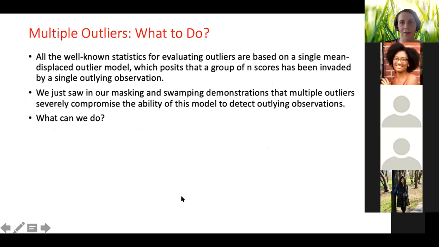Okay. So if we have multiple outliers, what are we going to do? That's a problem, right? Because all the well-known statistics for evaluating outliers are based on a single mean displaced outlier model. So they're basically assuming that only one point is an outlier, that a sample has been contaminated, has been invaded only by one single outlier observation.